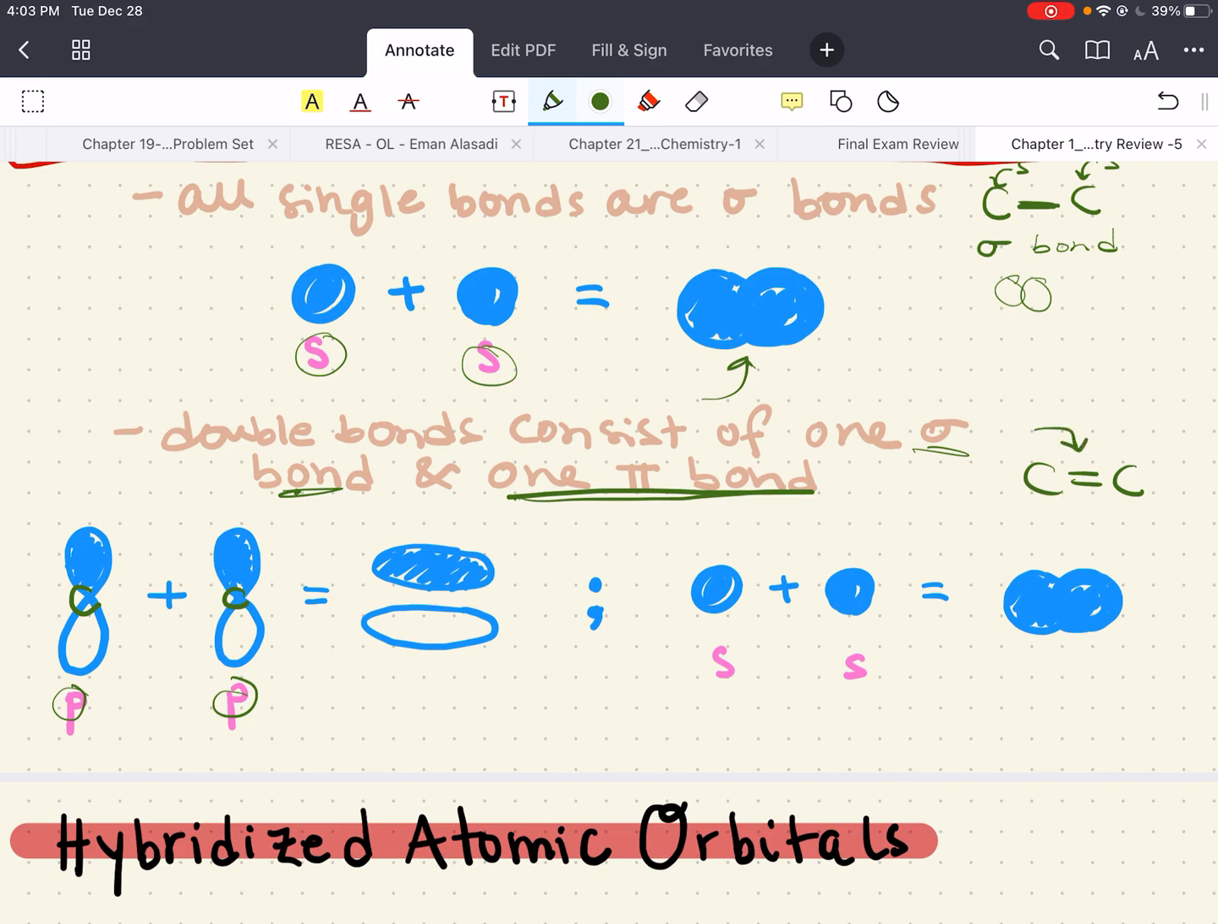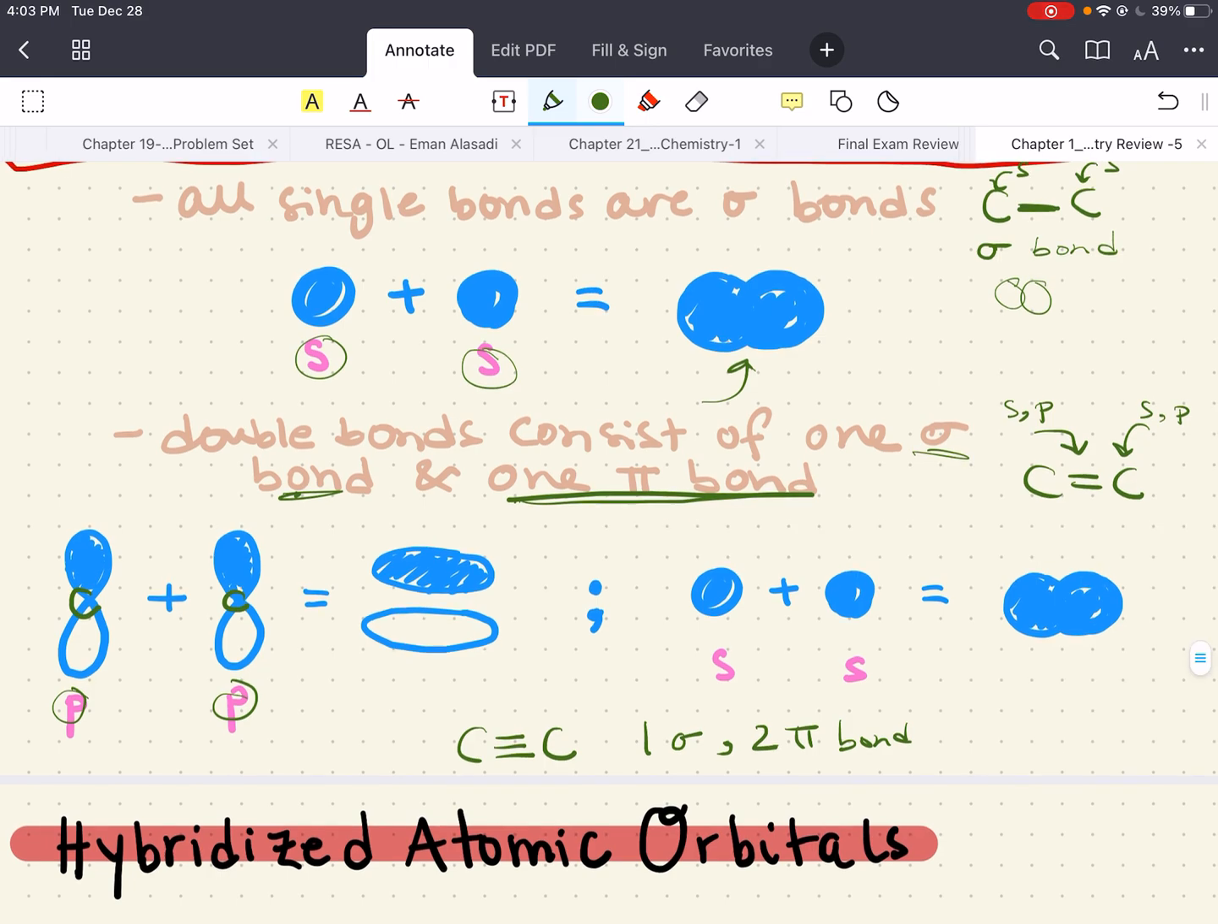A carbon double bond is the s orbital and the p orbital of one carbon overlapped with the s orbital and the p orbital of another carbon. All right, now what about carbon triple bonds? Carbon triple bonds, or any triple bond, consist of one sigma bond and two pi bonds. So for this triple bond, that's one s orbital overlap and two p's. The s and p orbital of one carbon is overlapping with the other carbon's s and two p orbitals.